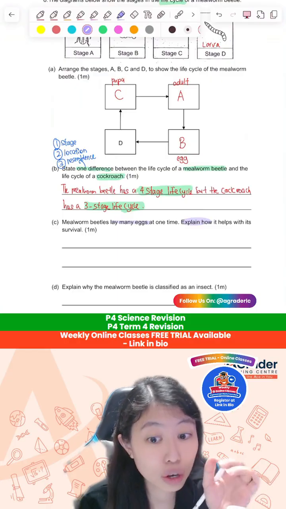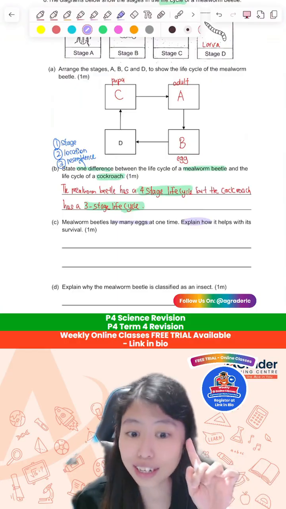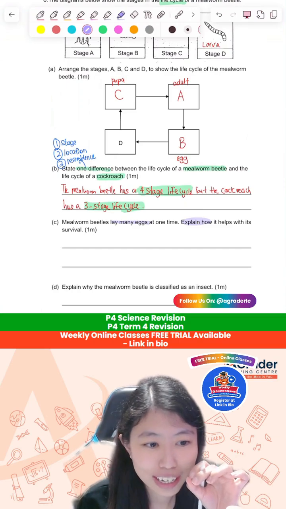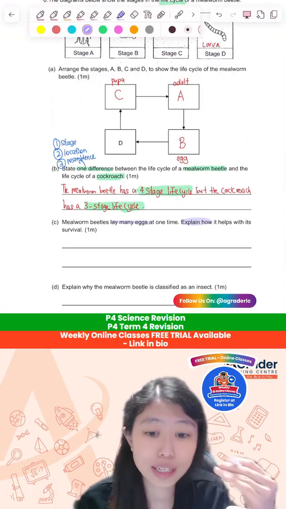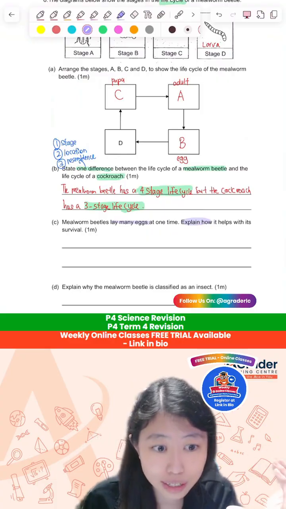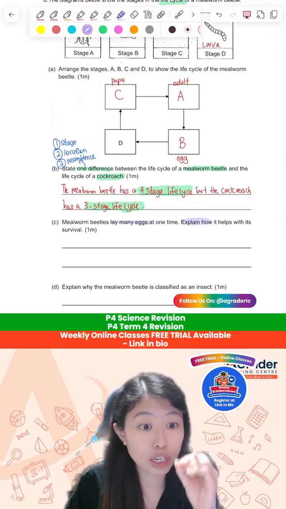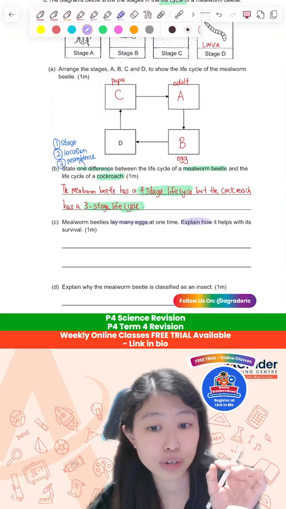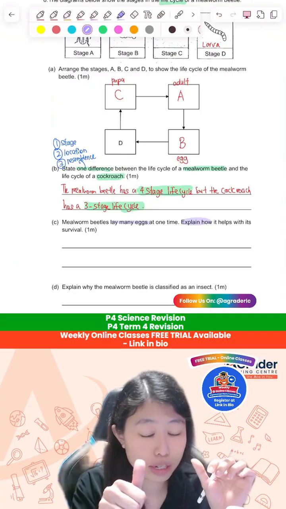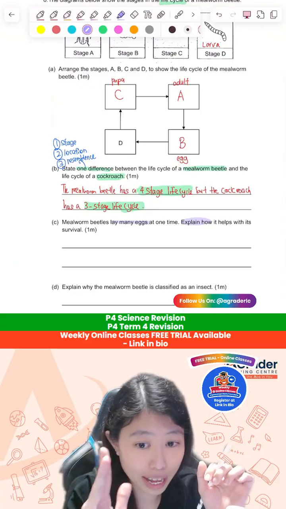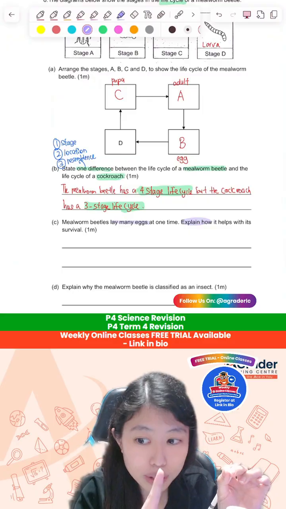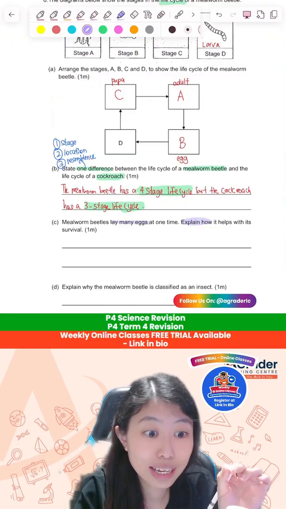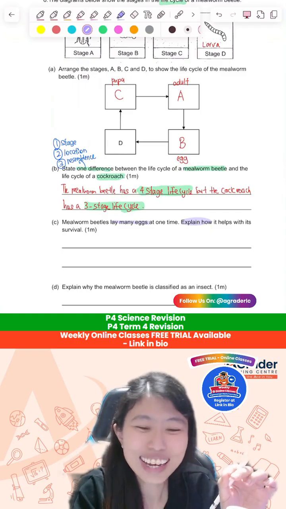Some of you say not all of them will survive, right? You got the idea there, but you must phrase it correctly. Some of them don't make it. There will be predators, and their eggs will get eaten up. So you have to say increase the chance, not increase survival. Survival is more about your food, water, and air. This one is you increase the chance of what? Of the eggs.